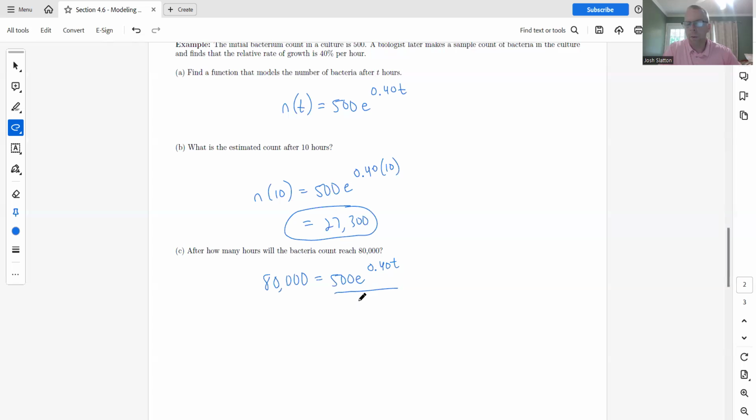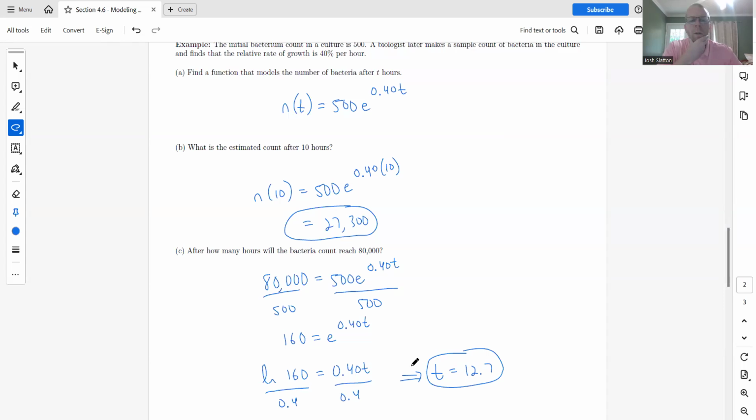So we'll divide both sides by 500, and we get 160 equals e to the 0.40t. Then we can take the ln of both sides, and the ln and the e will cancel out, so we just have the 0.40t and then divide by the 0.40. And so we get t is 12.7.